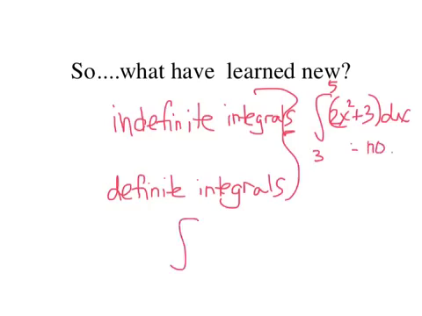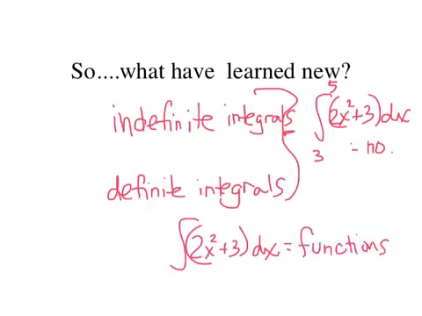This one would look like the integral of 2x squared plus 3, no limits of integration. So you're going to get functions out. And I say functions because it's going to have a constant there at the end, a whole family of functions. And then if you're given further information, you can identify that constant.